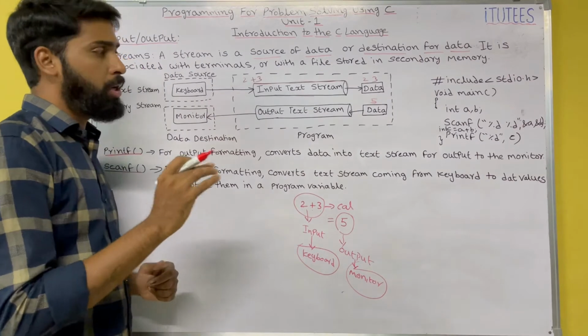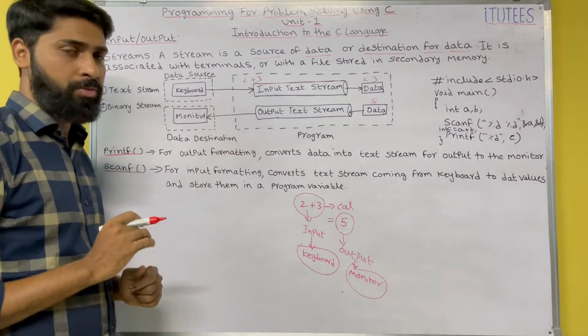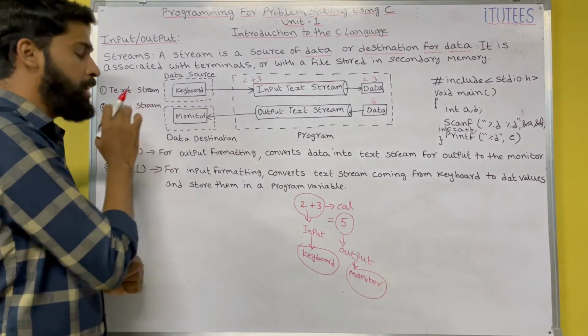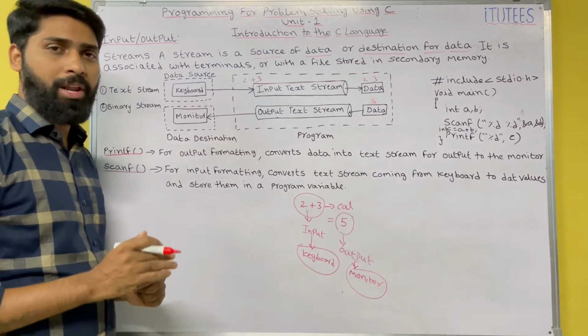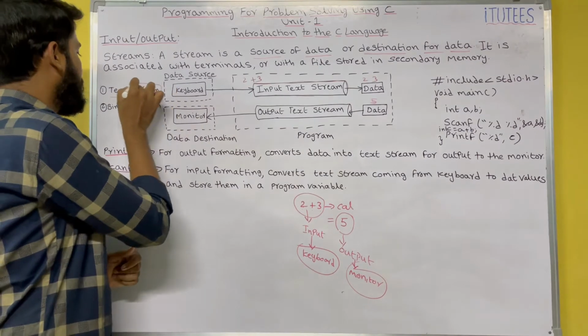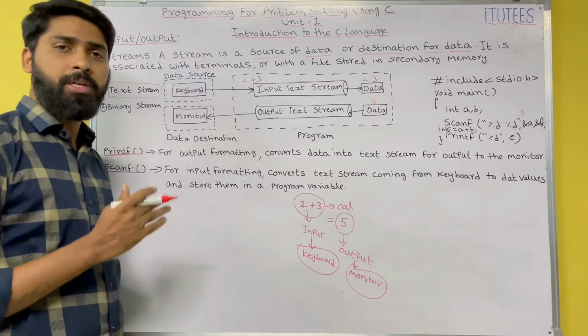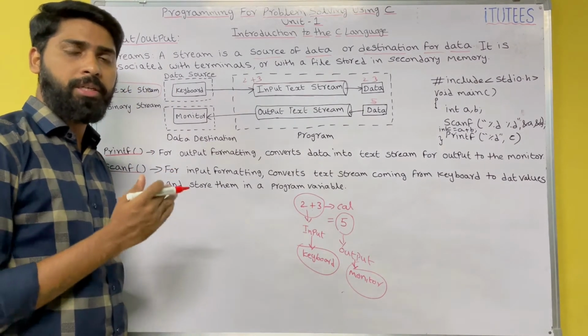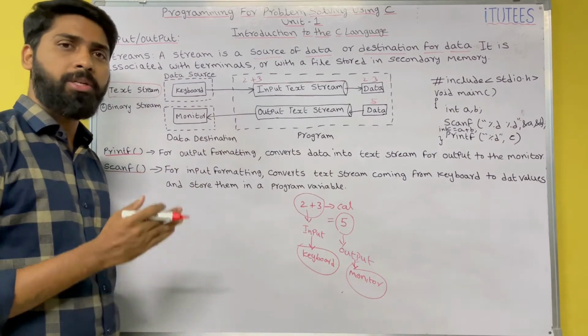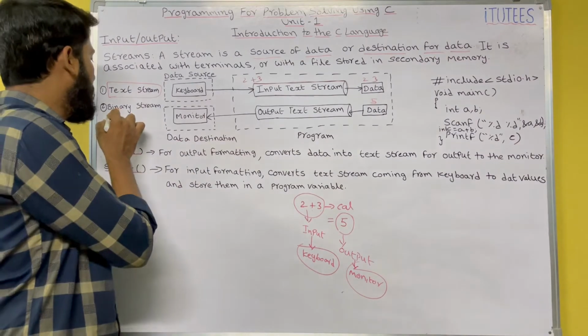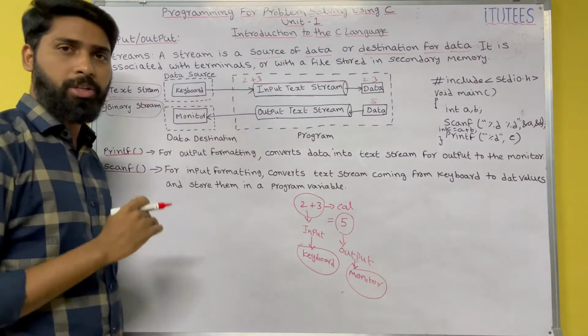We have two types of streams actually. One is the text stream and the second one is the binary stream. In this class we are going to learn only about text streams. Binary streams consist of data values, that is integer, real number or float values, which is a memory representation. We will discuss binary streams in our future classes.